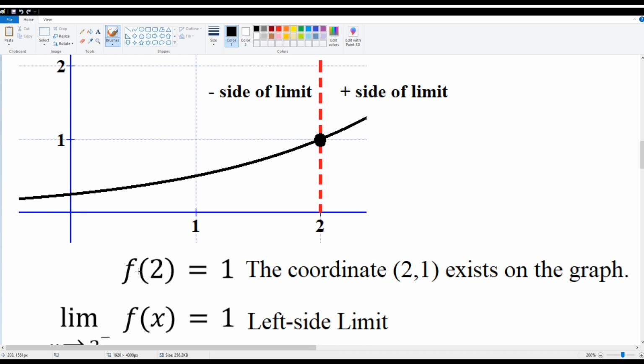In this situation, we can also say that f of 2 equals 1 because the coordinate (2, 1) exists on the graph. Remember that this is just representative of input and this is representative of output. f of x equals y. So f of 2 equals 1.